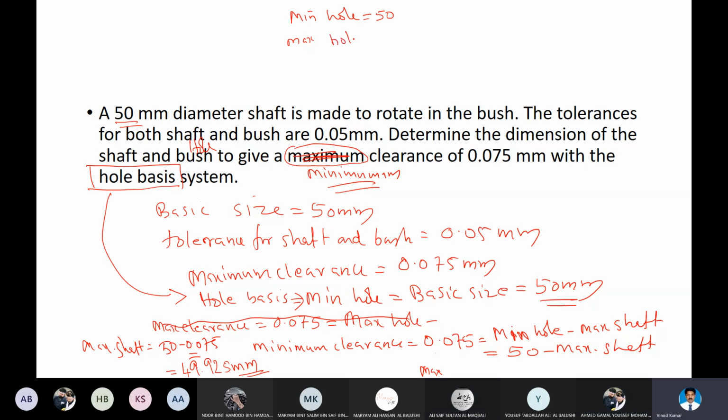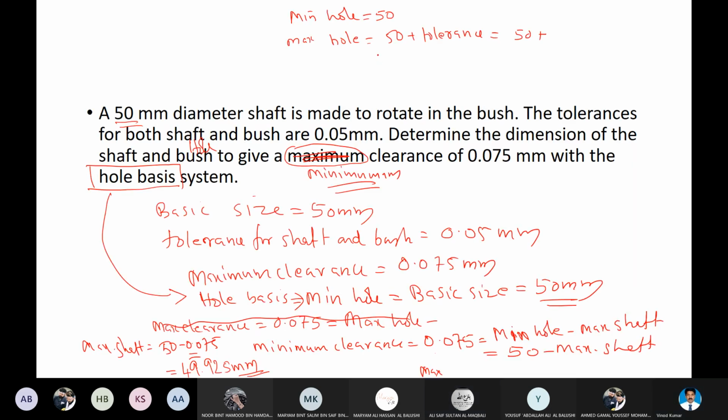Yes, 0.075, correct. The maximum hole is 50 plus tolerance. You have the tolerance given. What is the tolerance? 50 plus 0.05, correct? So 50.05 is the maximum hole.